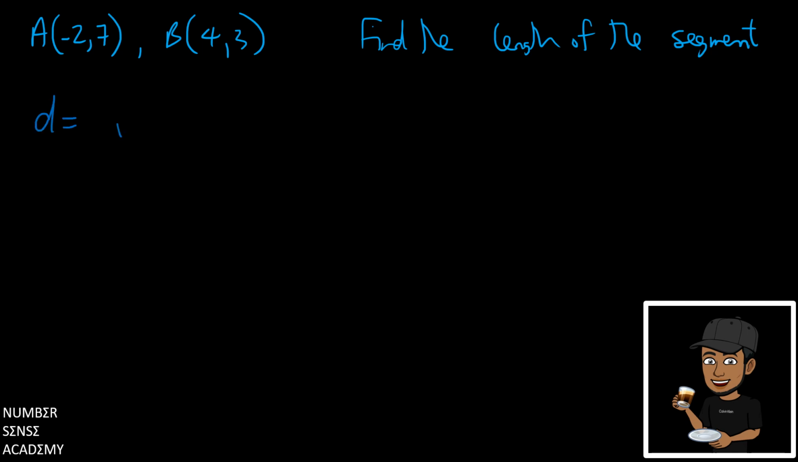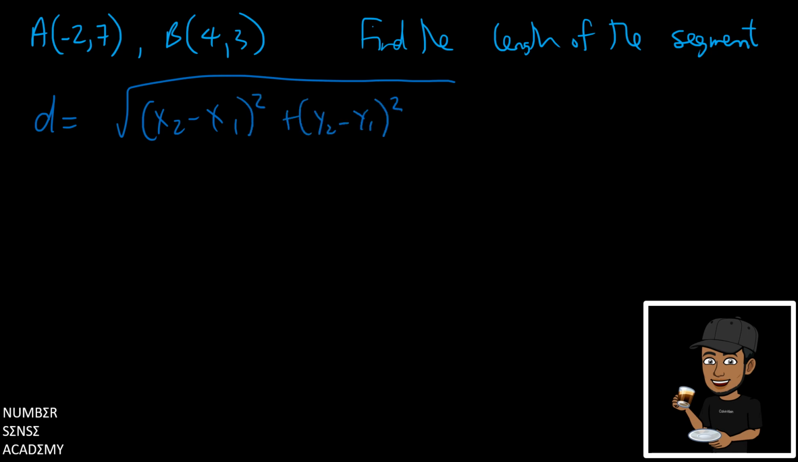d is equal to, we're going to take x2 minus x1, we're going to square it, and we're going to take y2 minus y1 and square that. Now, this is something to be cautious of. Your x2 and your x1 need to be consistent. So I'm going to say this is x1, so that would be y1. This will be x2. This will be y2.